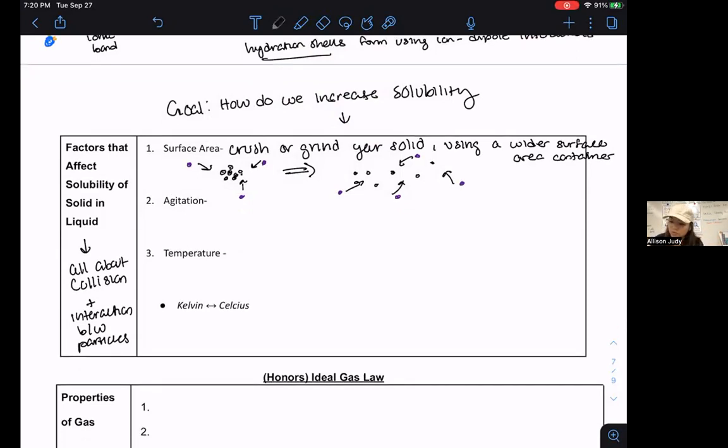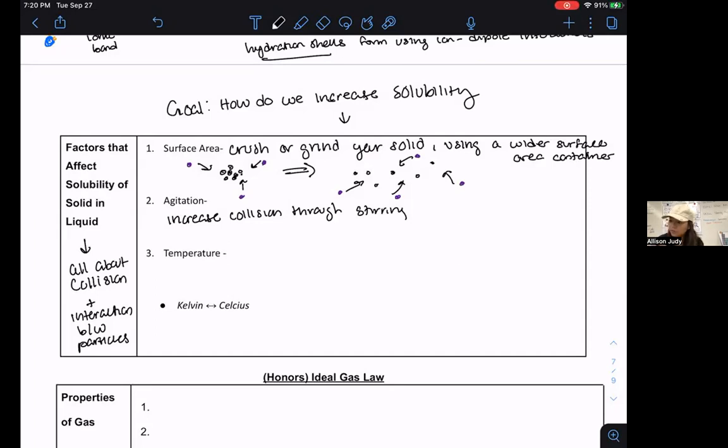Factor number 2, okay? You can simply agitate it more. You can increase collision through stirring. Okay, through stirring. So have you ever mixed, I don't know, coffee and sugar together?